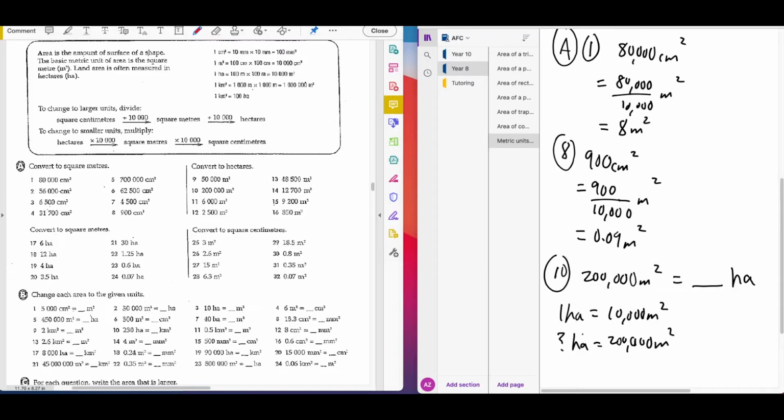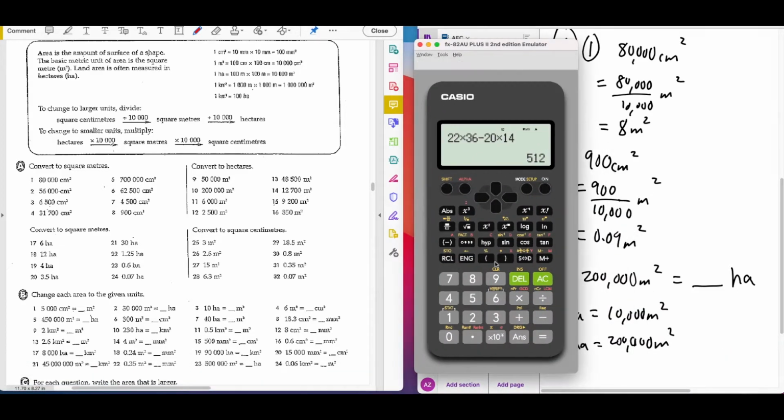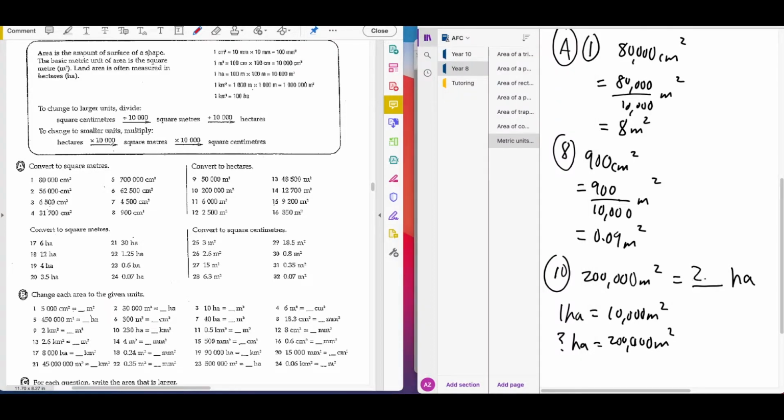So like I said, you can just use the cross method. You just multiply 200,000 by the 1 divided by 10,000. So this is me trying to do the question without referring to this, because in the exam, they will not give you this. You have to try and do it yourself. So let's just do 200,000 times 1 divided by 10,000. So if you want to use the calculator, you can. So 200,000 times 1 divided by 10,000, which is equal to 20. So then the answer is 20, right?